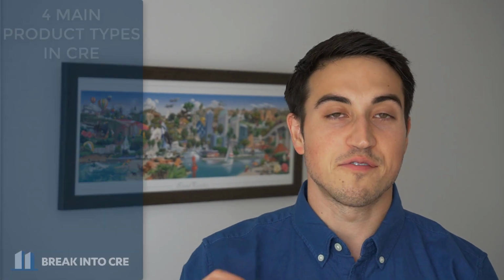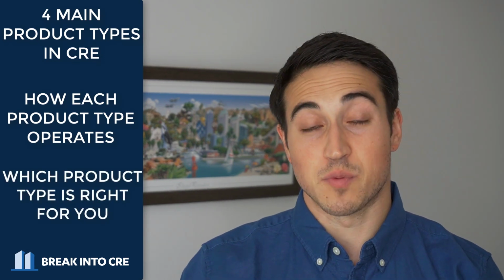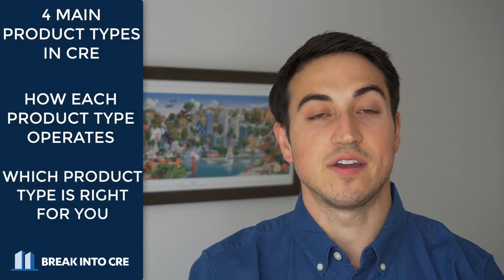Now, when you're first getting into commercial real estate investing, you may hear investors talk about the four different food groups of commercial real estate deals. And essentially what these investors are talking about are the four main product types or different property types in the commercial real estate business. So by the end of this video, you'll know the four main product types in commercial real estate, how each operates differently, and where you might fit in the business, whether you're looking to land a job in the industry or looking to make your first commercial real estate investment.